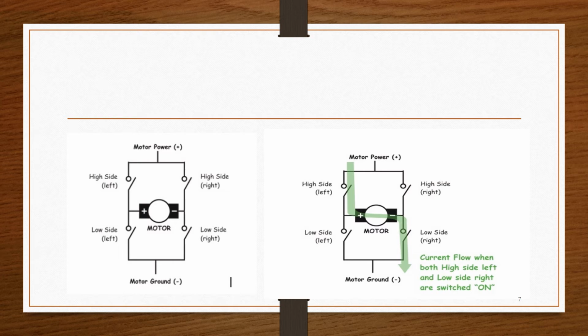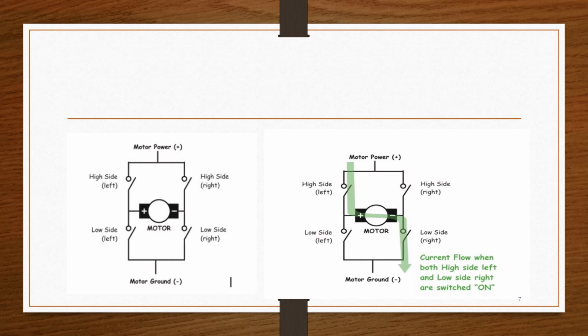So you can see in the figure the current flow when both high side left and low side right switches are turned on. And in the other way, high side right and low side left, so one is clockwise and the other is anti-clockwise. In this fashion, we can do simple control. Similarly, when we switch on low side left and high side right, the current flows in the opposite direction and the motor rotates in the backward direction.